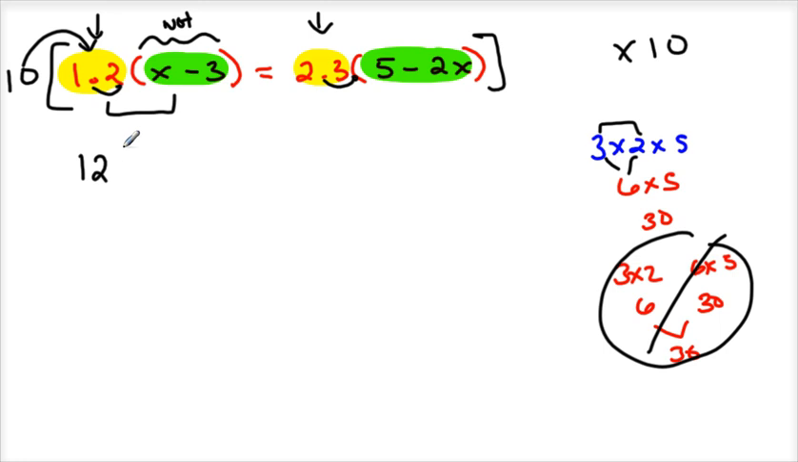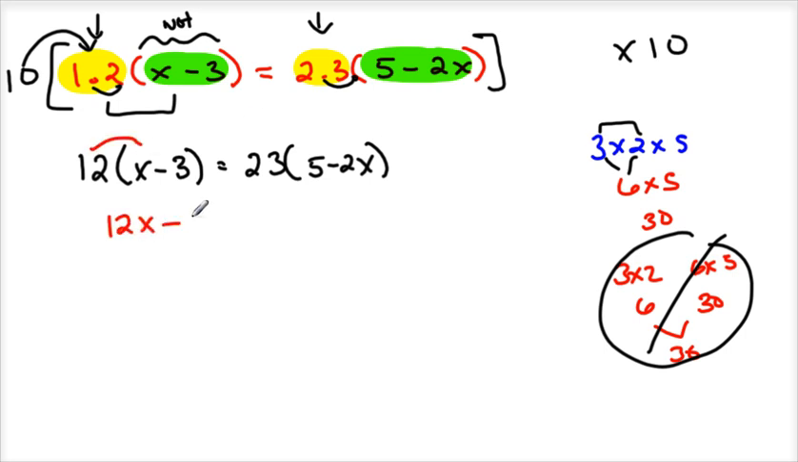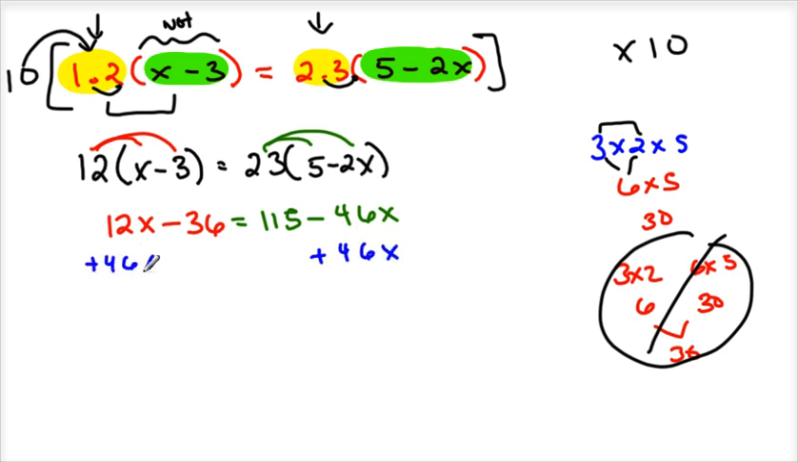So this is the same thing as saying 12 times the quantity x minus 3, equals 23 times the quantity 5 minus 2x. Alright, and now we can go about and solve this one. So we have 12 times x, 12x, minus 12 times negative 3 is negative 36, equals 23 times 5 is 115, minus 23 times negative 2x is negative 46x. Again, we're going to add 46x to both sides, to bring my x terms to one side. Alright, so we got 58x minus 36 equals 115.